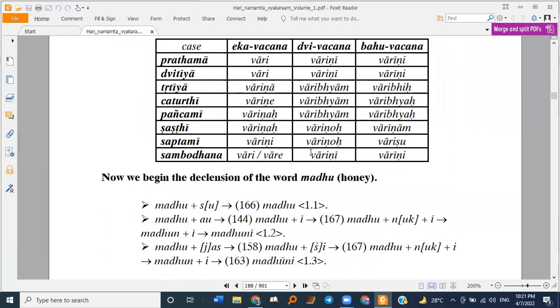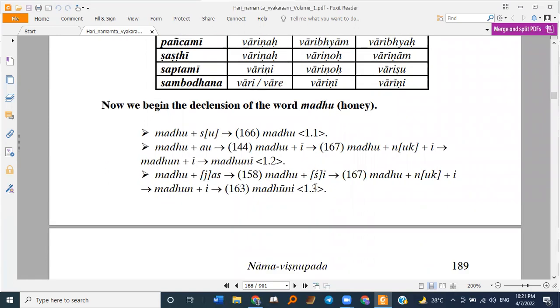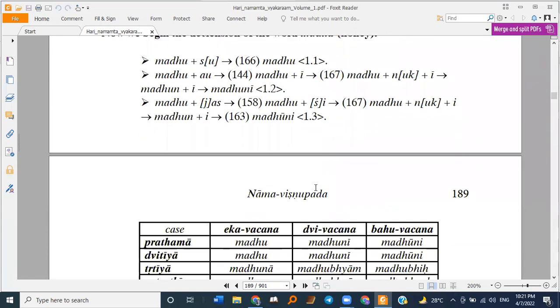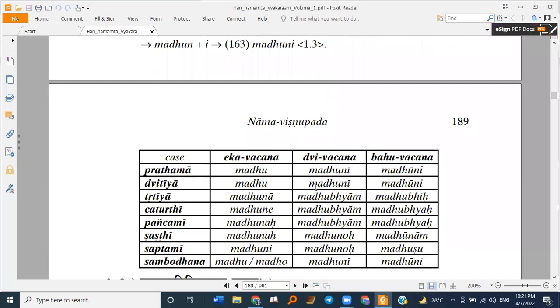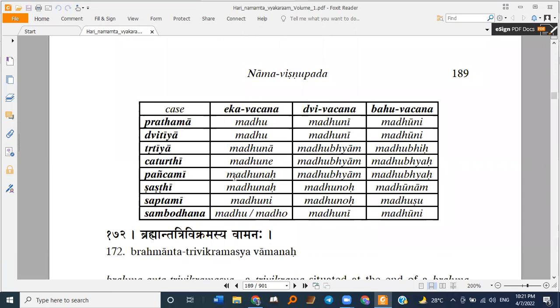Then Madhu Shabda is also the same way. Madhu, Madhuni, Madhuni, Madhu, Madhuni, Madhuna, Madhubhya, Madhubhi, Madhuni, Madhubhya, Madhuna, ityadi. Madhuni, Madhuno, Madhushu, Madhu, Madho. Same as Vari Shabda, but Rasharadabhya is not done here because that's not applied.